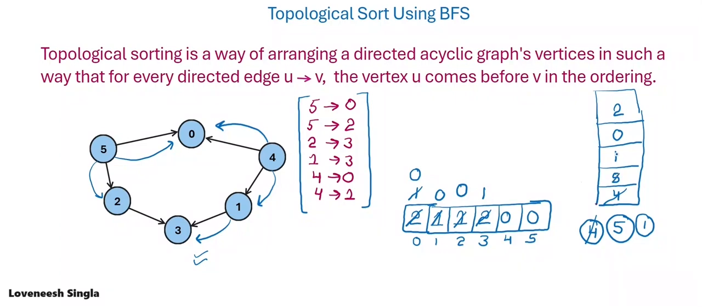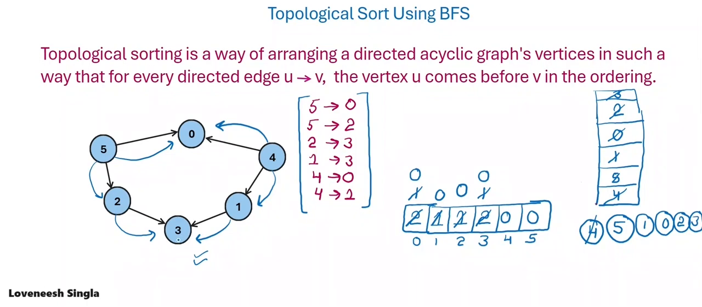Now we will remove 0 from this queue, and we will look at the neighbors of this 0th node, and from 0 we can't move anywhere, so we will remove another node from this queue, that is 2. Now from 2 we can move to 3. 3 is the neighbor of 2, so we will decrease the indegree of 3 by 1. Current indegree of 3 is 1, so it will become 0. As now the indegree of 3 has become 0, we will insert 3 in this queue. Now we will remove 3 from this queue and look at the neighbors of 3.